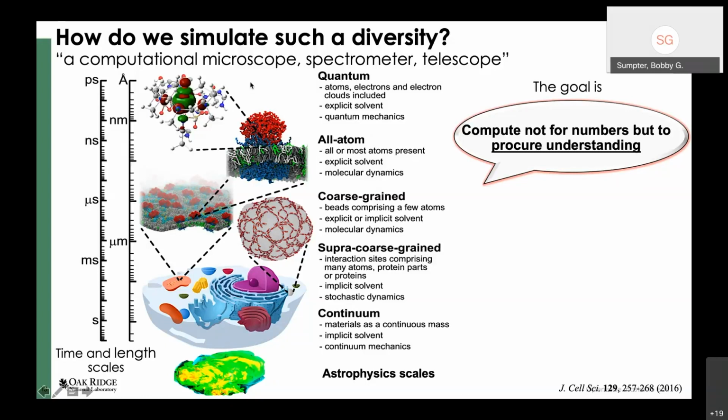The goal here is to really do these calculations to understand what's going on, not just to get a bunch of numbers. This statement here, "Compute not for numbers, but to procure understanding," was a statement that Walter Kohn, who's a Nobel laureate for the density functional theory, said at a conference. I thought that was very impactful. Compute not for numbers, but to procure understanding. And that's what computational materials science and chemistry is all about, to procure understanding of what's going on, as I mentioned before.